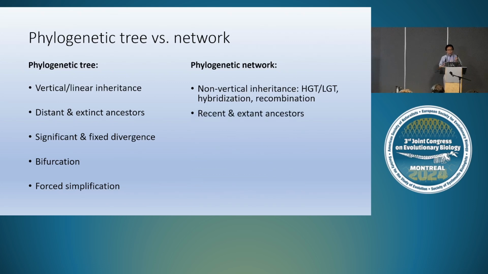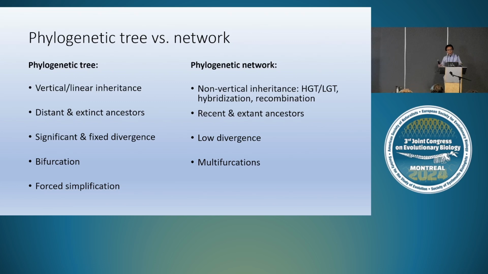And instead of assuming distinct and extinct ancestral sequences in a phylogenetic tree, you can have both ancestral sequences and descendant lineages within the same data set, right? And recent ancestors, that's fine. That can be studied in a phylogenetic network, okay? Again, a phylogenetic tree requires significant fixed divergence among the sequences you are using, but a phylogenetic network can accommodate divergence at any level, including within populations among the different lineages of viruses.